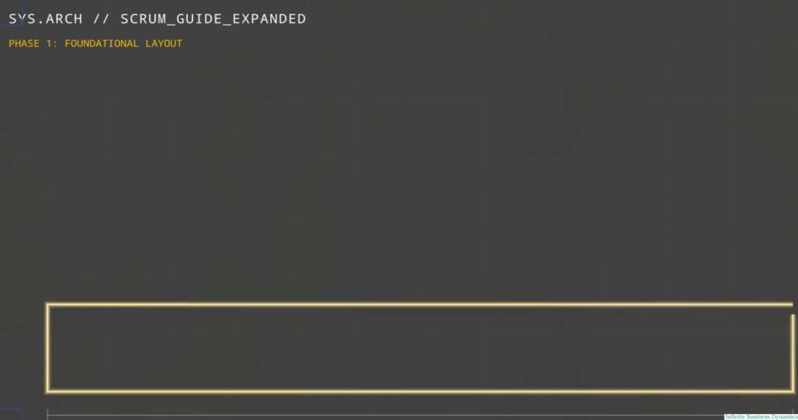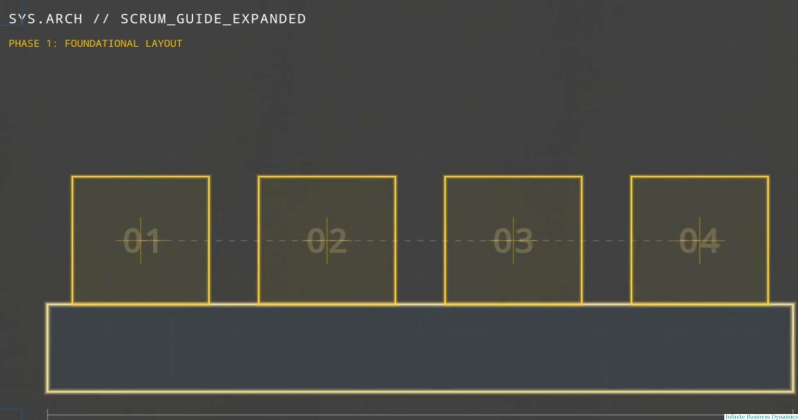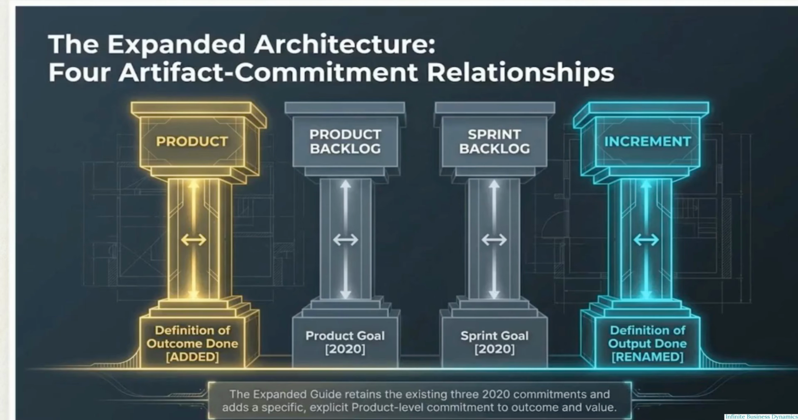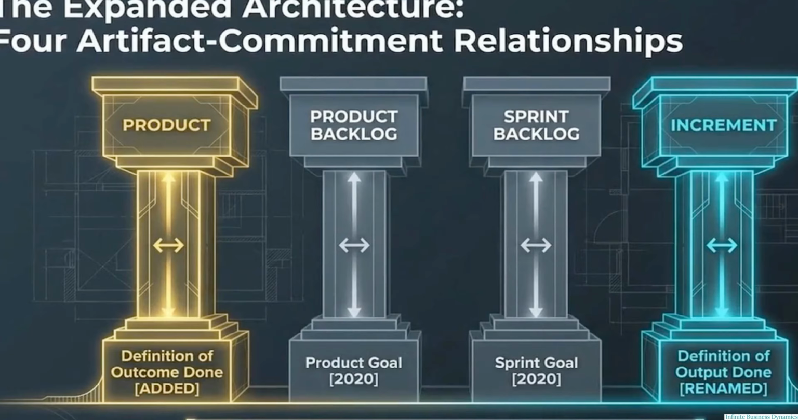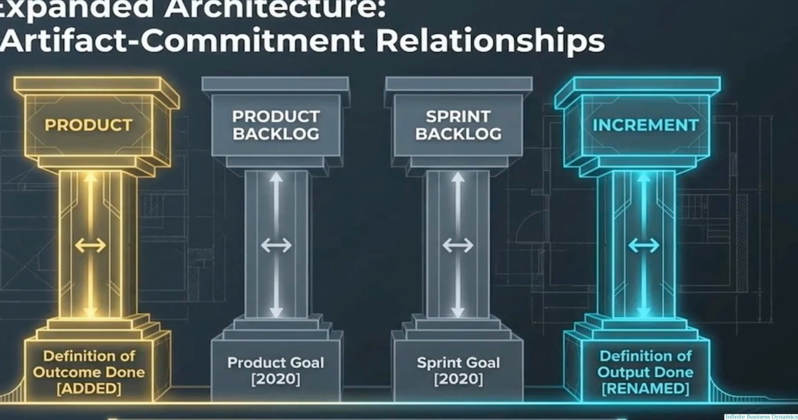Now we reach the operational core of the Scrum Guide Expanded, translating these concepts into structural commitments. This architecture visualizes 4 distinct artifact commitment relationships driving the framework. The central 2020 commitments remain fully intact. The product backlog still links to the product goal, and the sprint backlog still links to the sprint goal. Over on the right, the traditional definition of done has been renamed to make its purpose explicit. It is now the definition of output done.